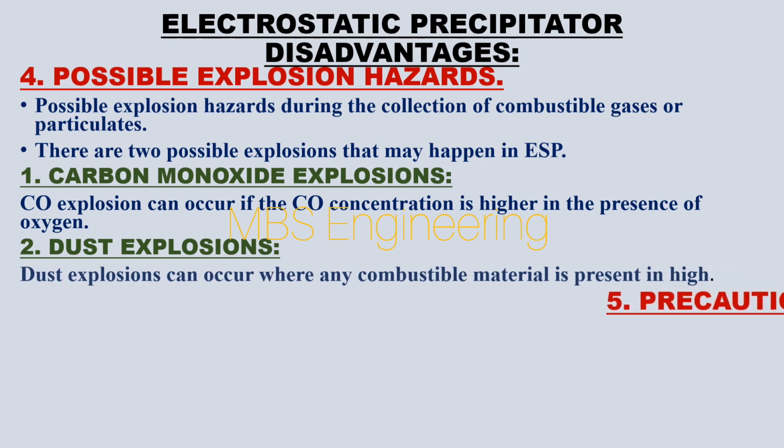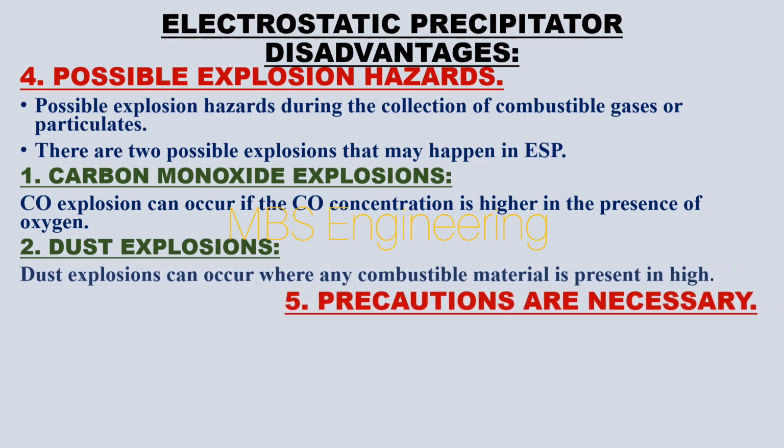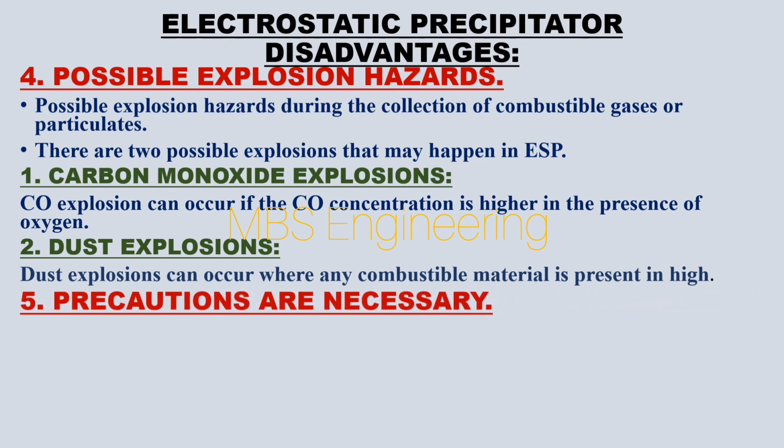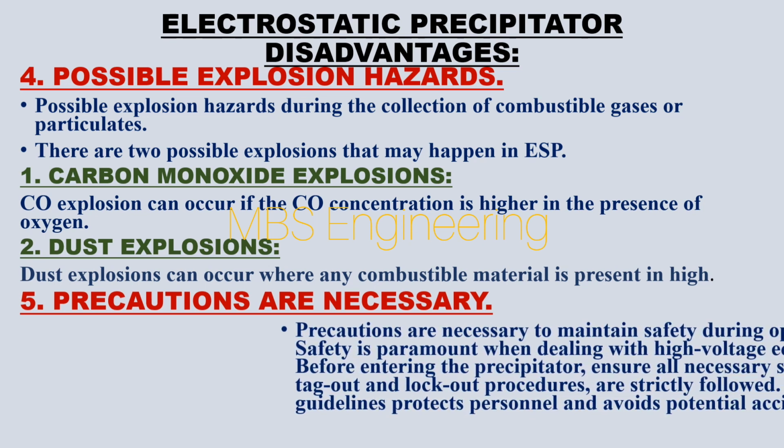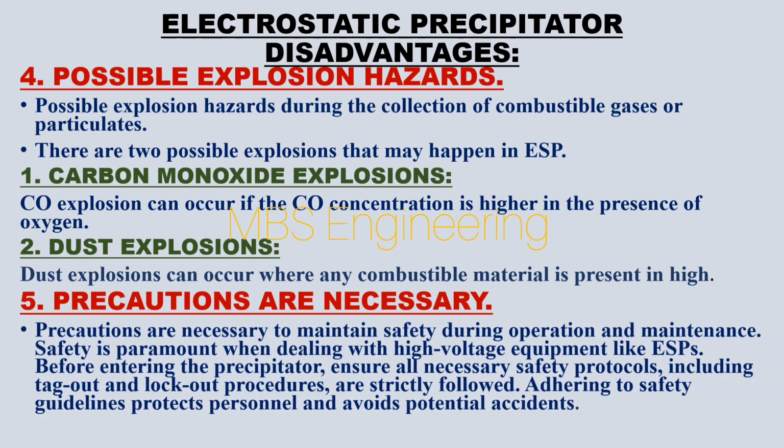Next, the fifth disadvantage is precautions are necessary. Precautions are necessary to maintain safety during operation and maintenance. Safety is paramount when dealing with high-voltage equipment like ESPs. Before entering the precipitator, ensure all necessary safety protocols, including tag-out and lockout procedures, are strictly followed. Adhering to safety guidelines protects personnel and avoids potential accidents.